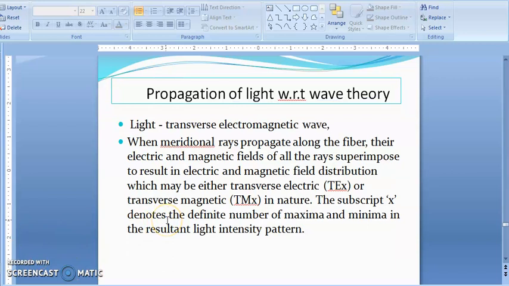Then with respect to wave theory, how is light going to propagate, because I have considered light as a transverse electromagnetic wave. Inside the fiber, either meridional rays or skew rays are going to propagate. So what are meridional rays? Whenever a ray is striking along the axis of the fiber, I say it is a meridional ray. When it propagates, the electric and magnetic field components of the rays can superimpose and yield either transverse electric or transverse magnetic waves. So what is the subscript X? It defines the number of maxima and minima in the resultant light intensity pattern we see.